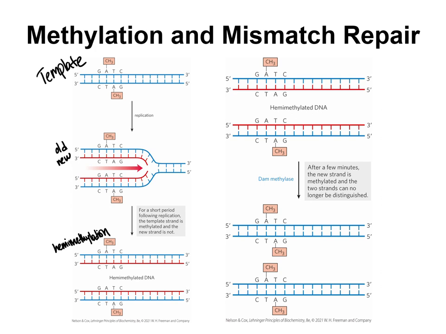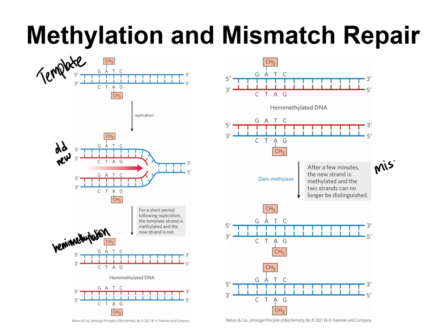So, if you have some kind of a mismatch, you're going to go to the strand that is not methylated and change that one. Eventually, that methylase is going to come in and methylate the other side. So remember that methylases typically recognize a sequence, and then they methylate a nucleotide within that sequence. And then you're not going to be able to tell these two strands apart.